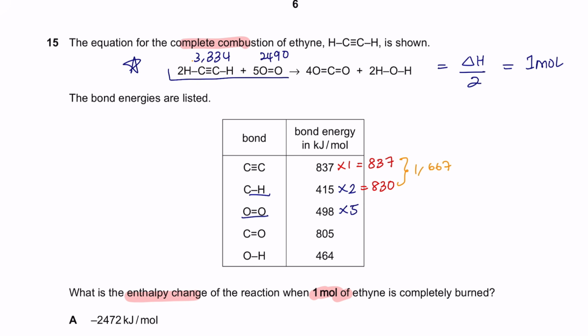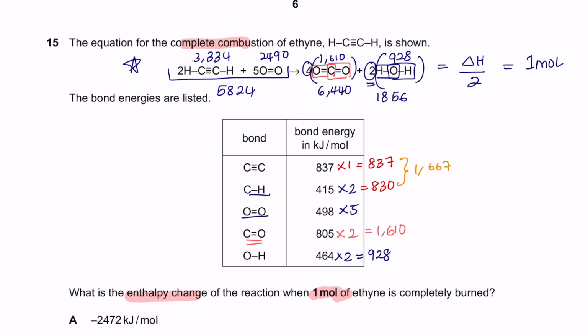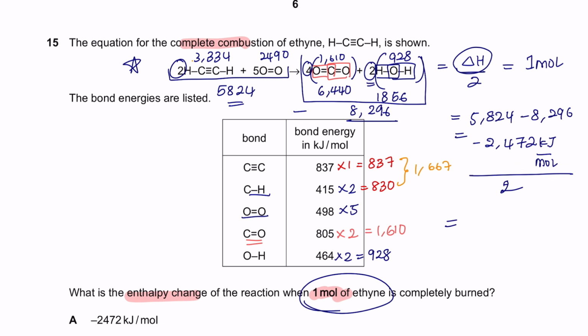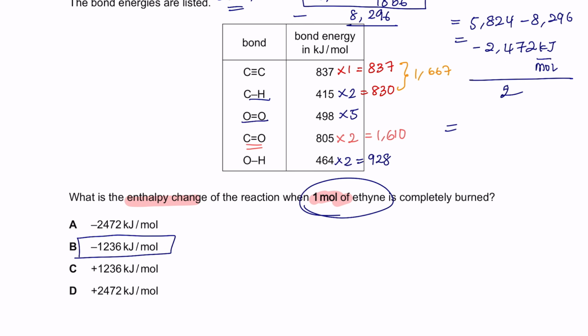So the total energy for the reactants is 5824. So the total for product is 8296. Now to calculate the enthalpy change, we're going to take the reactant minus the product, which is negative 2472 kilojoules per mole. But remember, this is the combustion for 2 moles of ethene and we are looking for only 1 mole. So we're going to divide this by 2, giving us negative 1236 kilojoules per mole. So the answer is B.